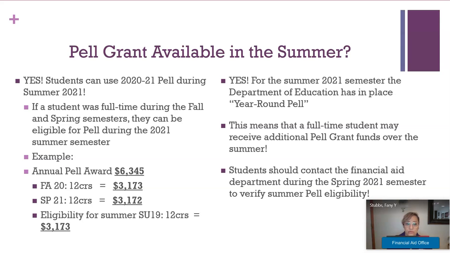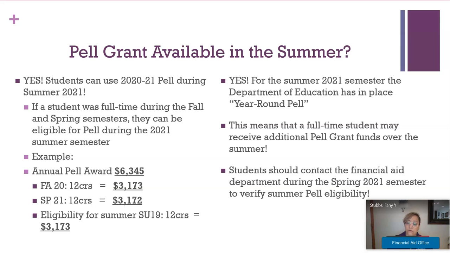So remember on the previous slide, we went over what's considered half-time, full-time, and how much a student can receive. The annual Pell Award is up to $6,345. That's for fall semester and spring semester of a student being full-time. If you are full-time, you will be required to take a minimum of 6 credits for the summer in order to have Pell Grant eligibility.